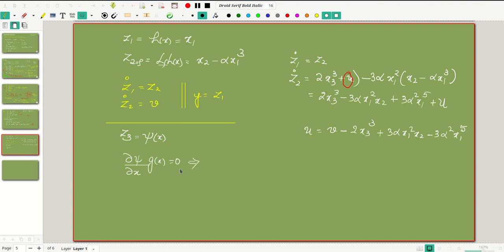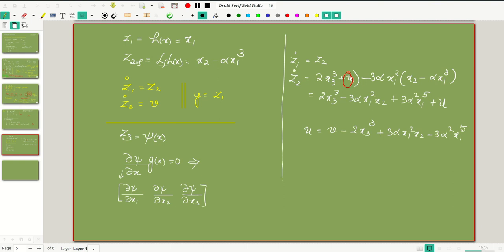So what does this imply? What is dou psi by dou x? I can write it as dou psi by dou x1, dou psi by dou x2, dou psi by dou x3, right? There are 3 terms, X is of order 3. So it is a vector of this form, into what is g of x here?